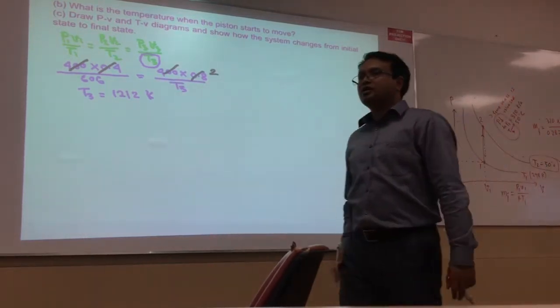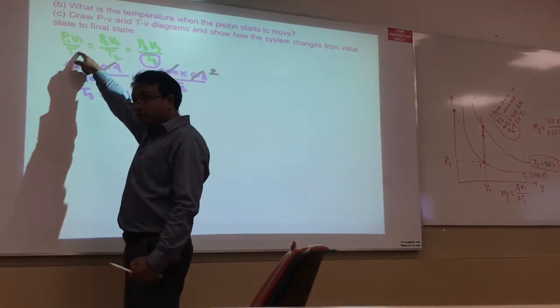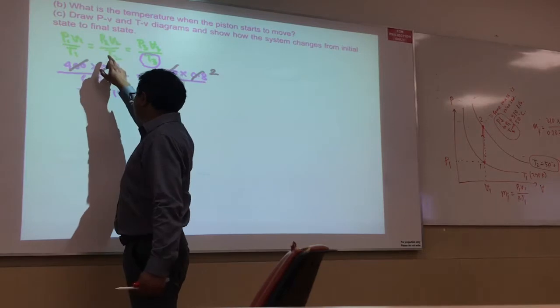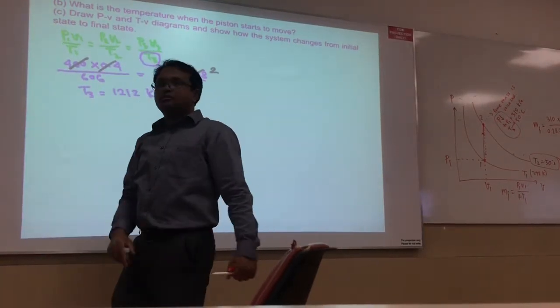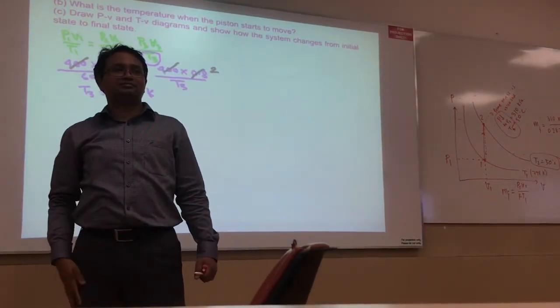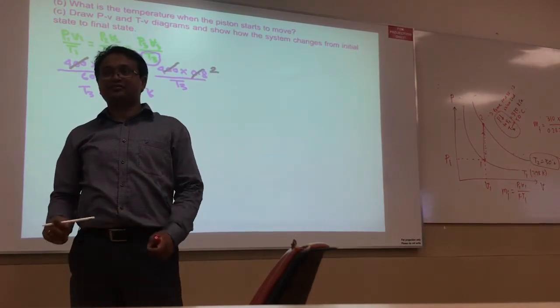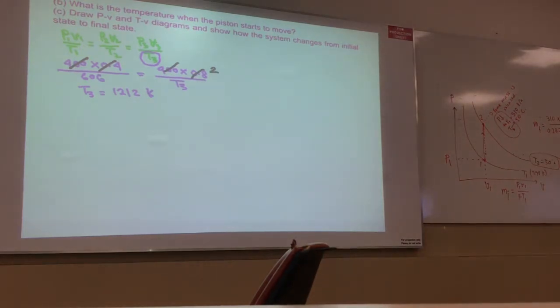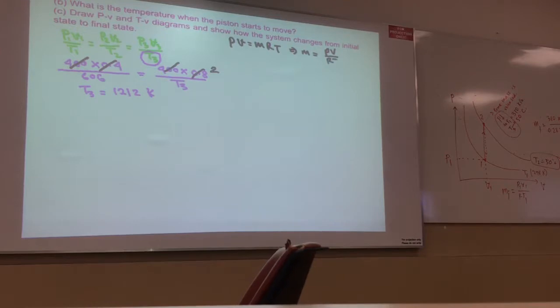Remember P1 by T1, the same system, closed system. I can write P1 by T1, P2 by T2, P3 by T3. My question is why I can write this. Why? You understand why I write this? Let me show you. So what is the basic equation? Basic equation PV equals mRT. m becomes PV by RT.